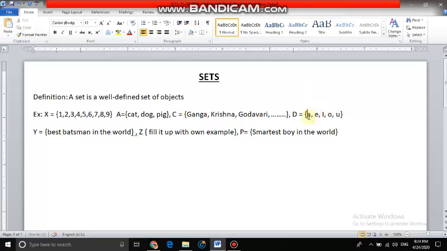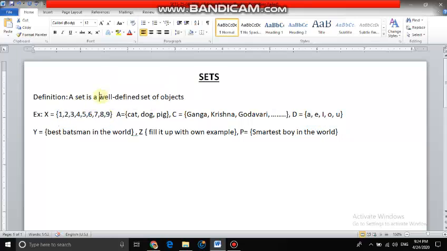If I ask the person to write the vowels, 100%, they write A E I O U only. They don't write anything else, because the vowels don't change from person to person or country to country. Wherever in the world you go, the vowels remain A E I O U. If I ask you to write the natural numbers from 1 to 9, everybody has to write the same numbers: 1, 2, 3, 4, 5, 6, 7, 8, and 9. It doesn't change from person to person.